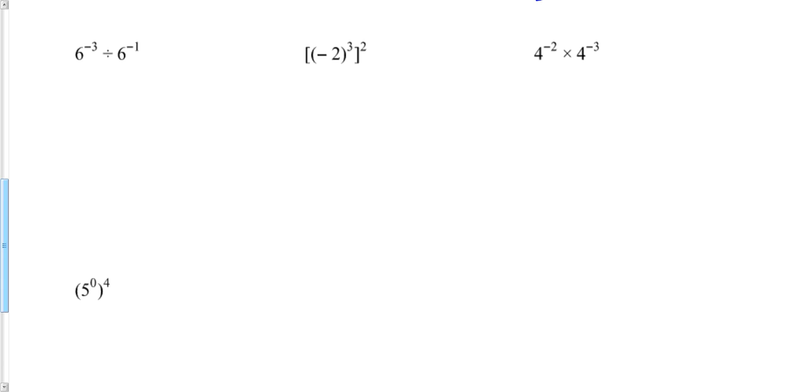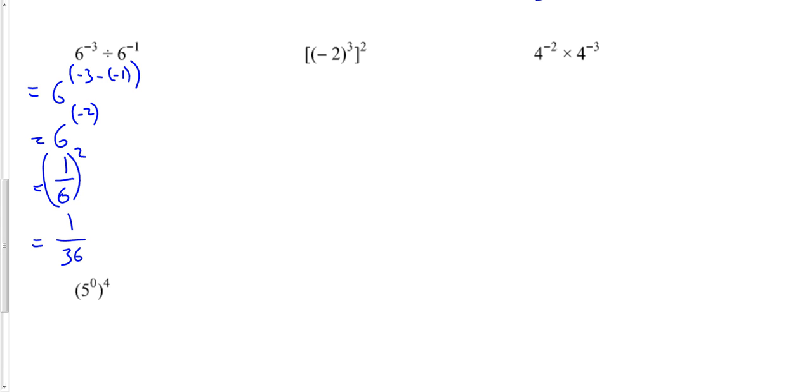So down here, again, same base in terms of both powers, base 6. So I've got -3 subtract -1 because they're being divided. So -3 minus -1 gives me -2. So right now I've got a power with a negative exponent, and I need to turn that into a positive exponent. So that gives me 1 over 6 to the power of 2, because if I flip the base, then instead of having 6, it becomes 1 over 6. So I end up with 1 over 36 as my final answer.